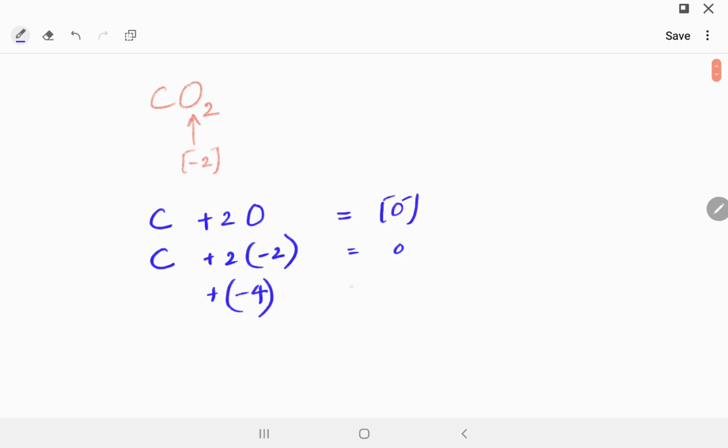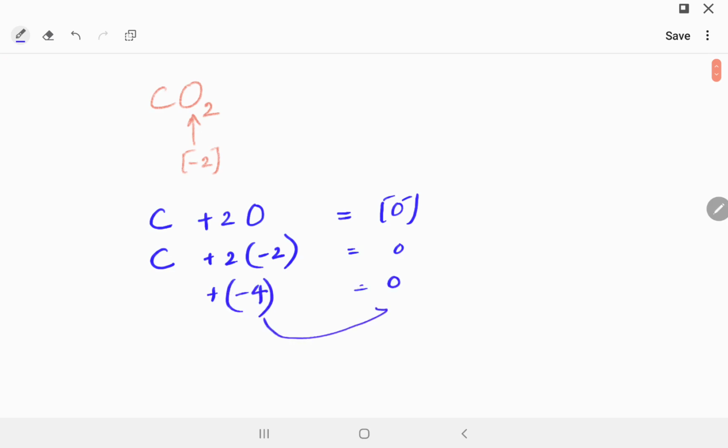So let's do this. You have 2 oxygens, you have 1 carbon, and the sum of the oxidation numbers for this formula should be what? 0. You already know the oxidation number of oxygen, which is -2. You don't know the oxidation number of carbon. So 2 times -2, that is -4.